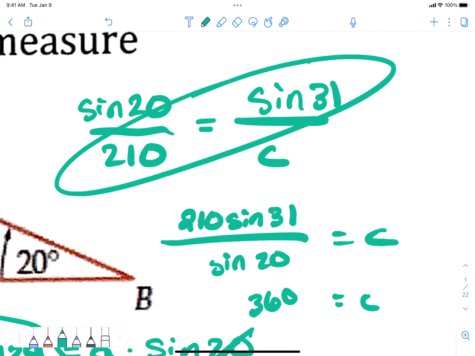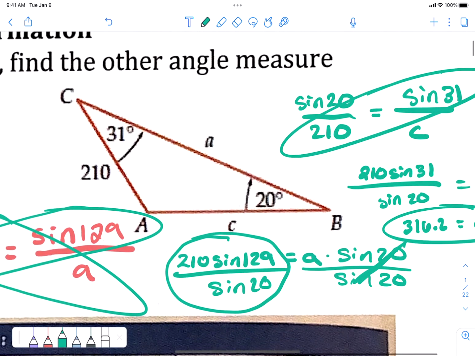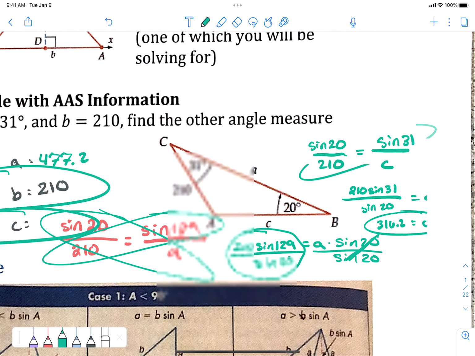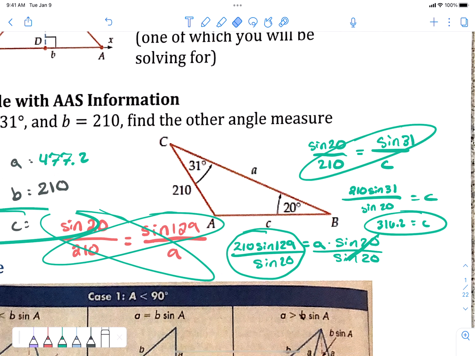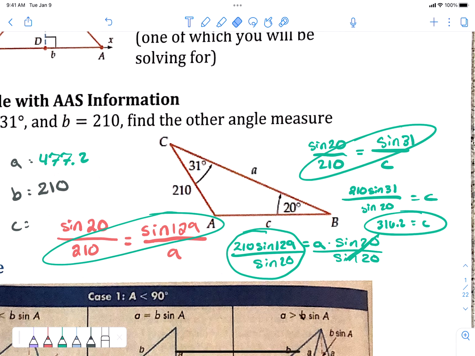360.2? 316.2. Goodness, you deaf. Well, I'm definitely deaf right now because I have congestion. Same girl. Girl, can we not take this up today? I'm not ready.